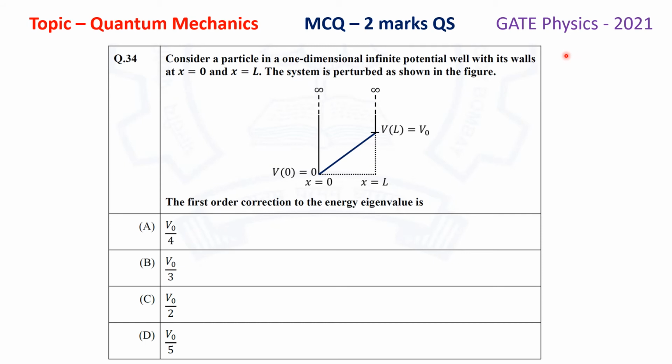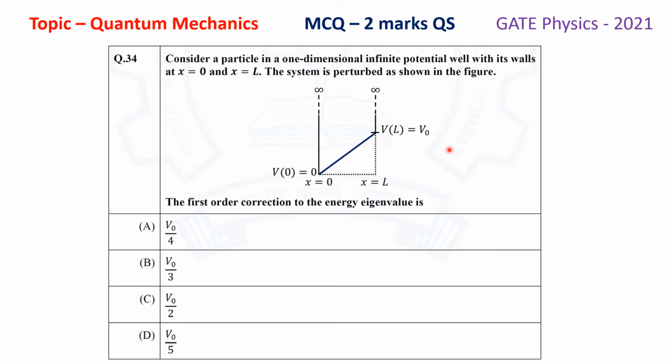This question was asked in the GATE Physics paper 2021. This is an MCQ type, 2 marks question, and this question was asked from the topic quantum mechanics. The question is, consider a particle in a one-dimensional infinite potential well with its walls at x equals 0 and x equals L. The system is perturbed as shown in the figure.